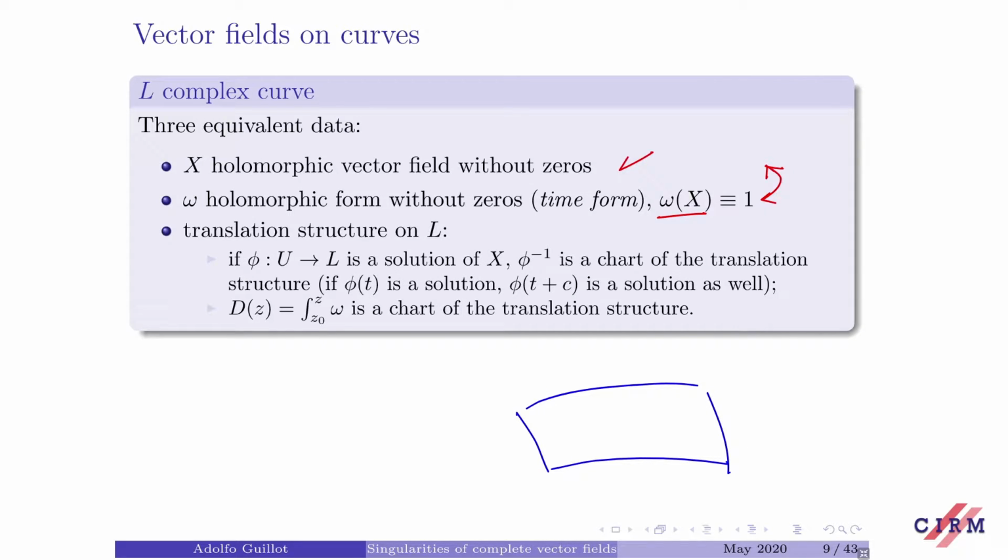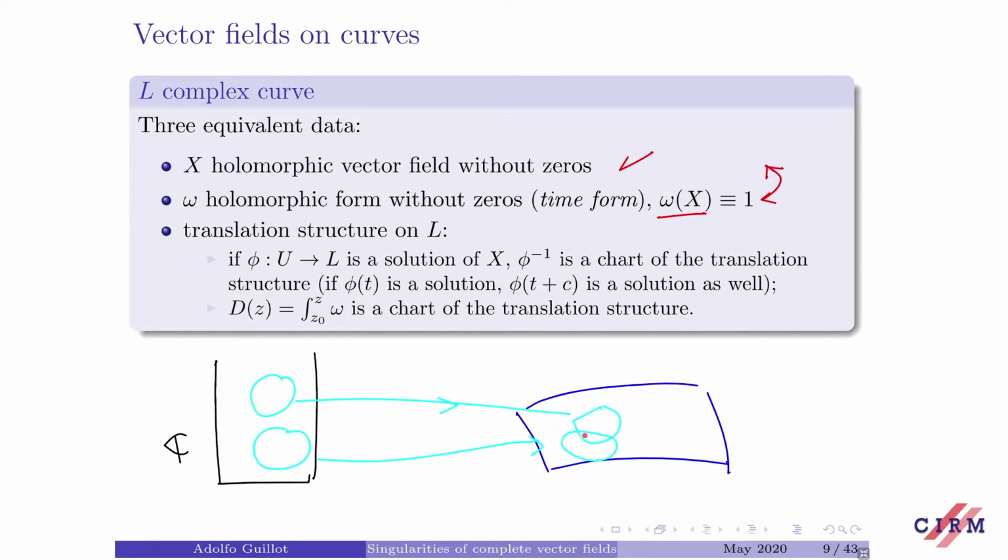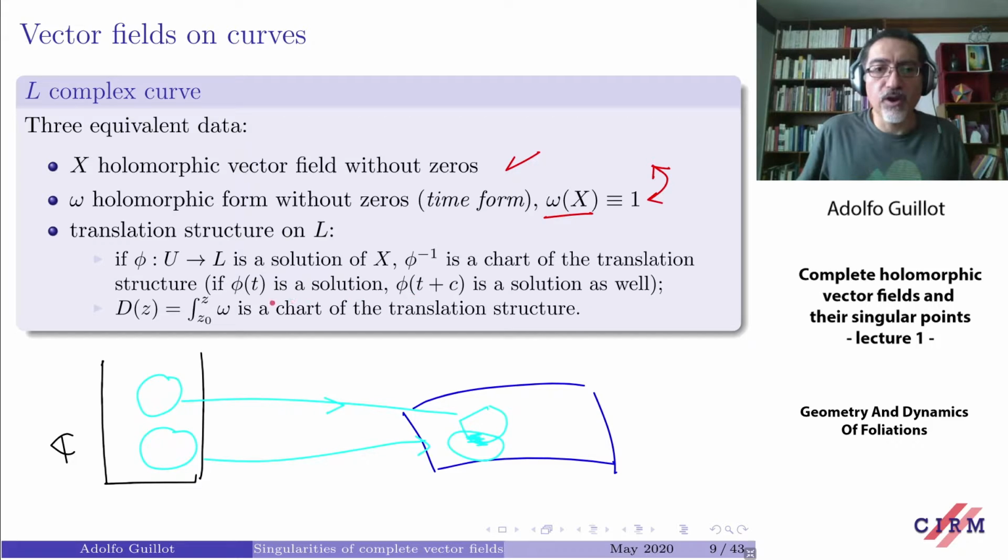Let me draw again the leaf. Let me draw here. I have the complex line, the complex numbers. And if I have a solution to my differential equation, I will write it. I parameterize some disk in my leaf. And maybe I have another solution parameterizing probably an overlapping disk. And the thing is that a vector field as a differential equation gives you an autonomous equation. This is, if phi is a solution of your equation, phi of t plus c is a solution as well.